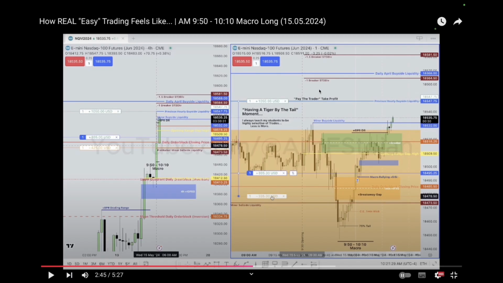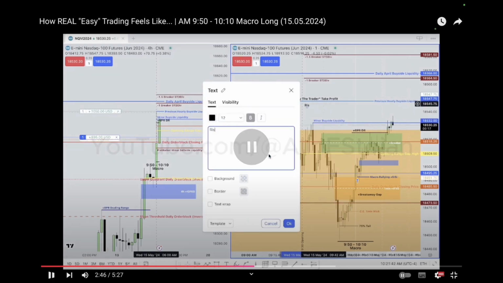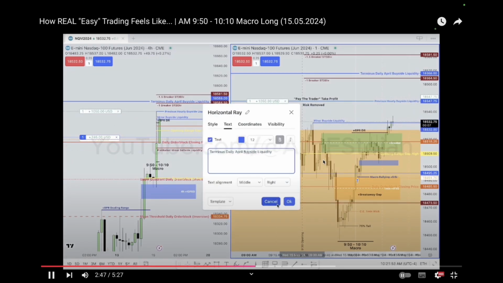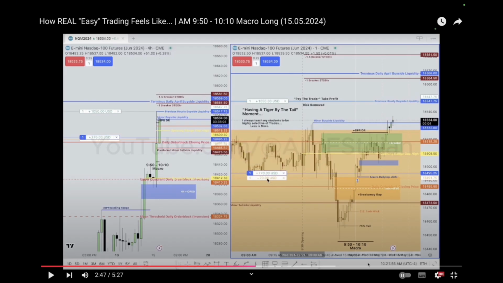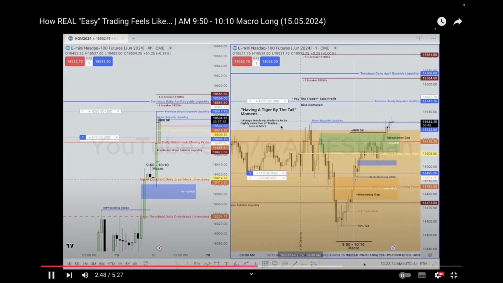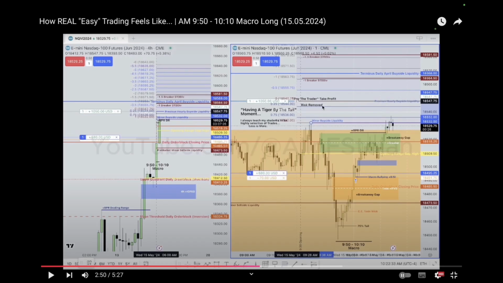Pay the trader to take profit, and look at the stop. 75%, look, from here to here, 75%. What do? Look, trail my stop. Below what? Of course, you can go break even. I just put it there. Swing low. So if the market goes there, I want to be out. Risk removed.